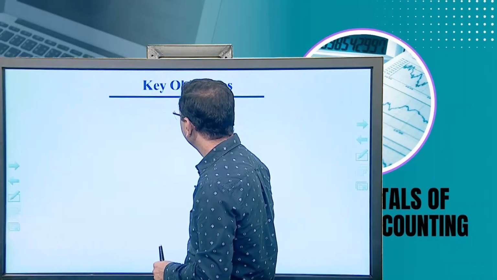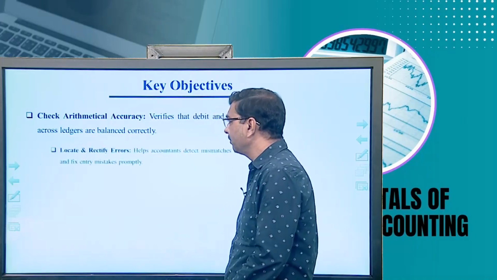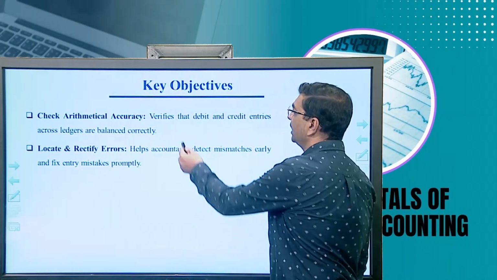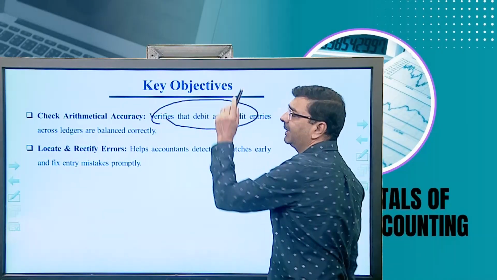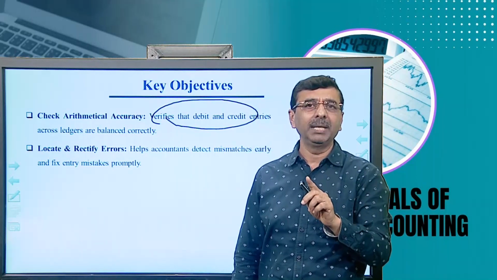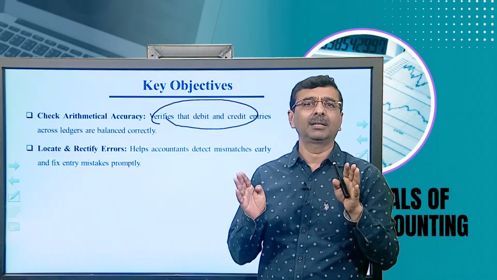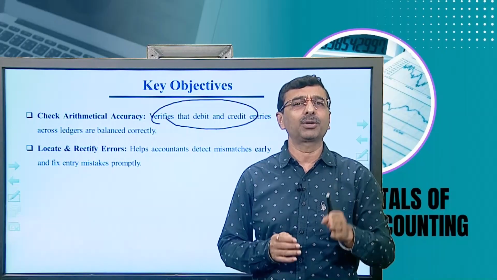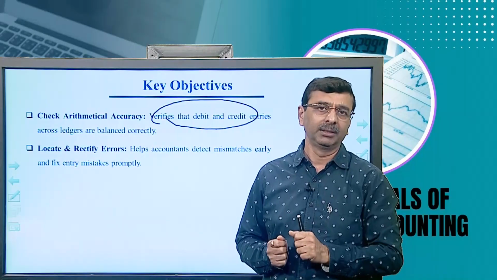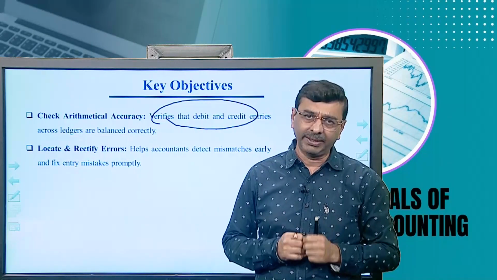Moving to the next point, key objectives. First is check arithmetical accuracy. Why? Because we need to verify the debit and credit entries. As I told you, the trial balance matches. It means that 99.99% it justifies that the transactions recorded in the books of accounts are most probably rightly recorded. Why? Because the trial balance matches, debit and credit both are the same, correct.